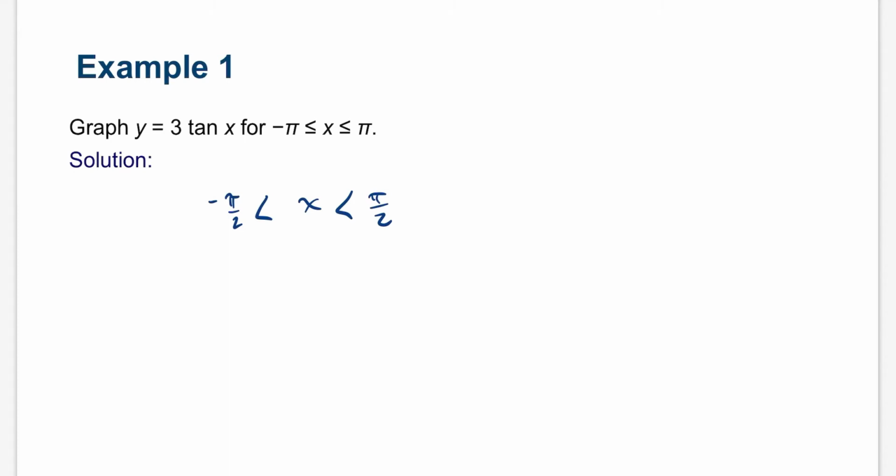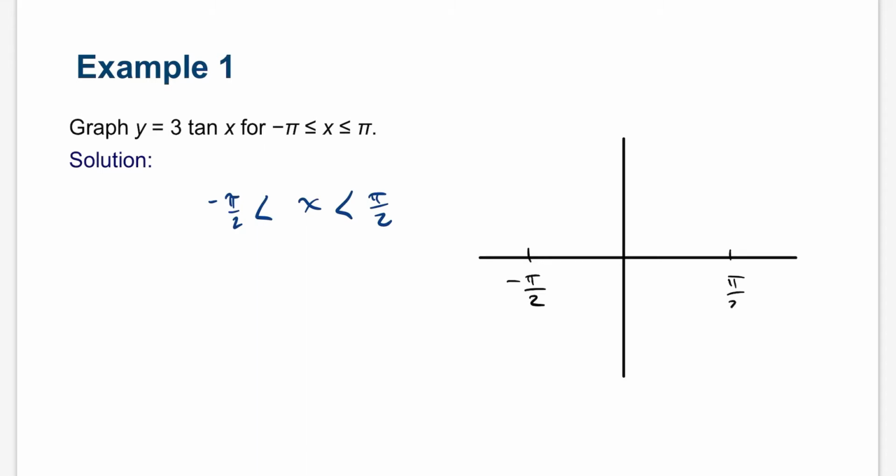So let's draw our coordinate plane. So we got negative pi over 2 on the left side. We got positive pi over 2 on the right side. And then we need to find 3 midpoints. Well, the first midpoint between these two is clearly 0. So that one's an easy one to find. The midpoint between 0 and negative pi over 2 would be negative pi over 4. And the midpoint between 0 and positive pi over 2 would be positive pi over 4. So these are the two asymptotes. Negative pi over 2, positive pi over 2.